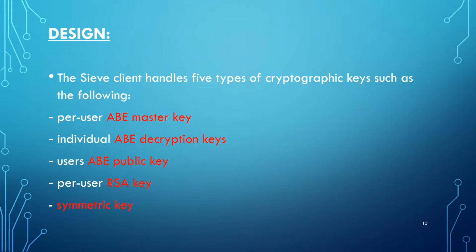Okay, the Civ client handles 5 types of cryptography keys, such as the following: per user ABE master key, individual ABE decryption keys, user's ABE public key, per user RSA key, and symmetric key.